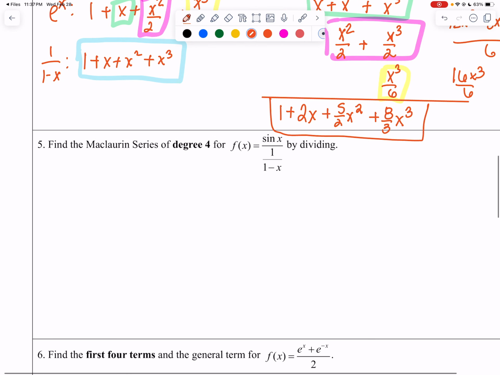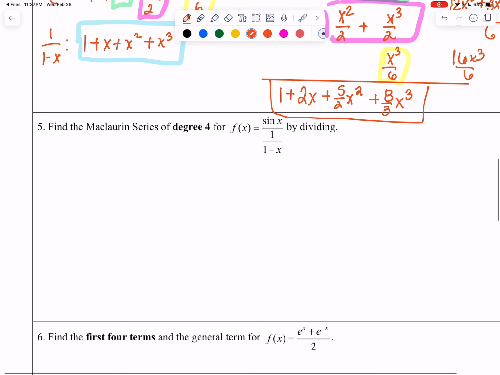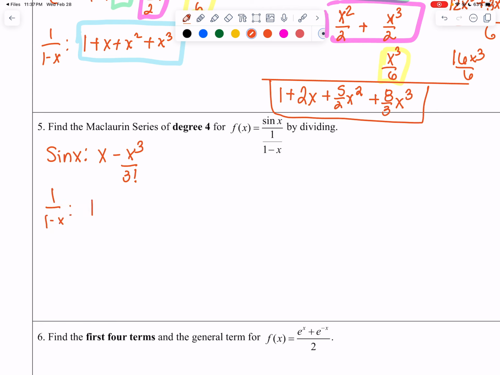Number 5, this one's going to be new because we haven't really talked about dividing. So let's go ahead and do that. We want to find the Maclaurin series of degree 4 for f of x is equal to sine of x over 1 divided by 1 minus x by, once again, dividing. We know that sine of x looks like x minus x to the third over 3 factorial. And then 1 over 1 minus x looks like 1 plus x squared plus x to the third plus x to the fourth. Since this is a degree 4, I'm only going to do up to degree 4.